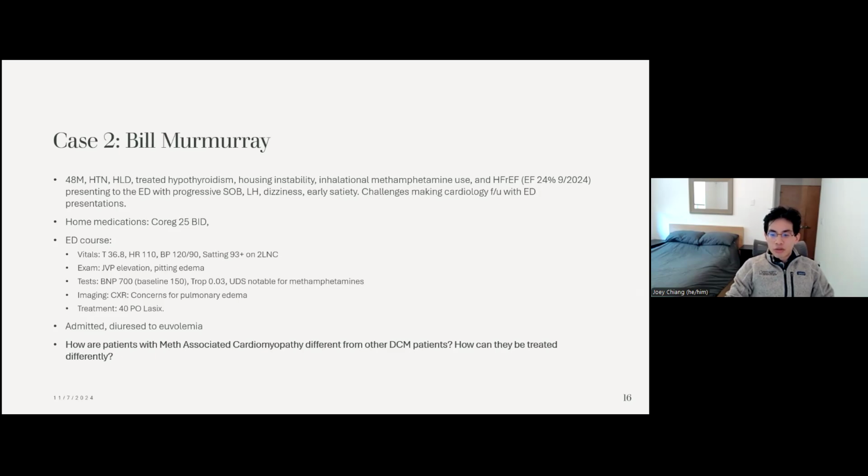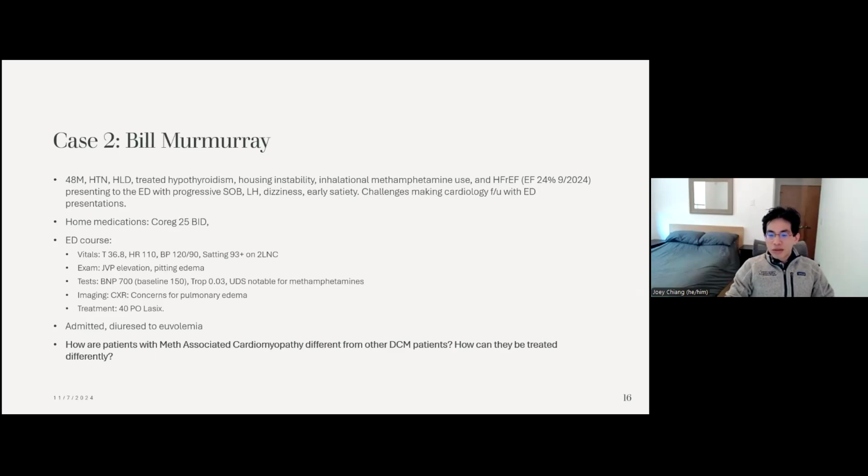He takes Coreg 25 BID. For some reason, the rest of the medications didn't populate here. He's also prescribed Entresto, 49/51. You name it, he's just getting everything. He's got Spiro and empagliflozin all prescribed. Does he take them? It's not super clear.